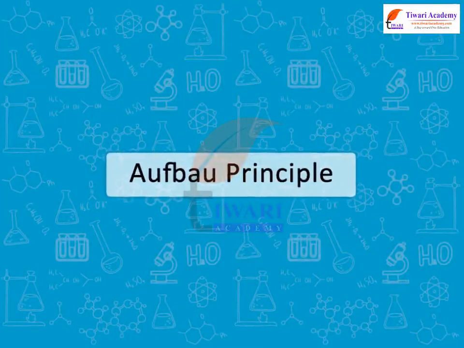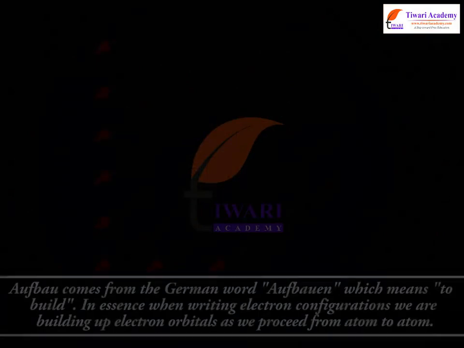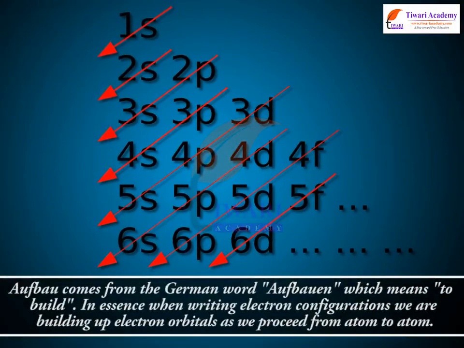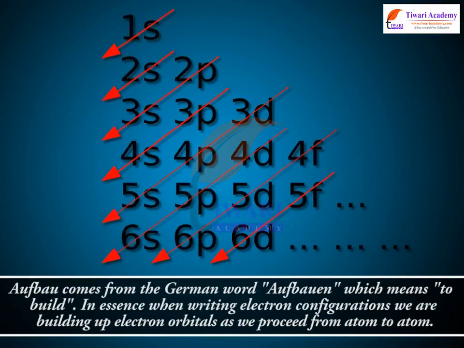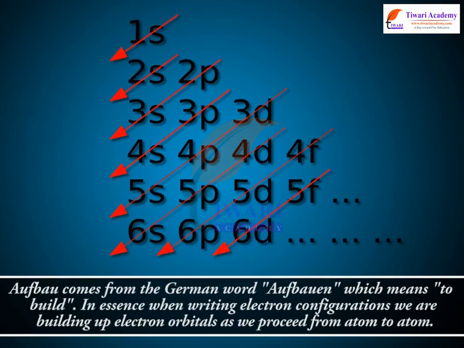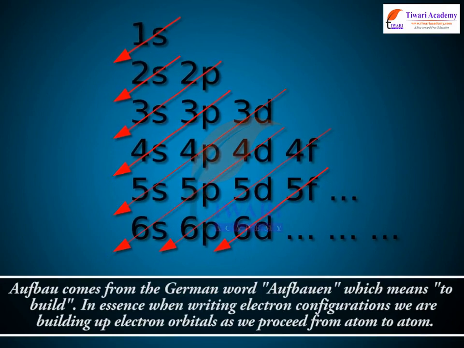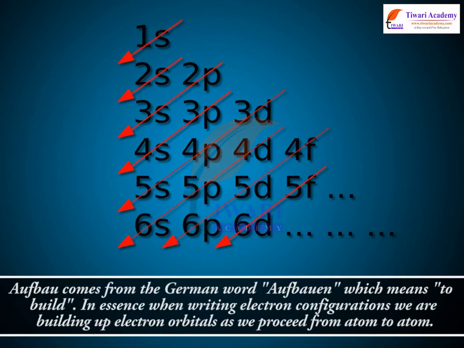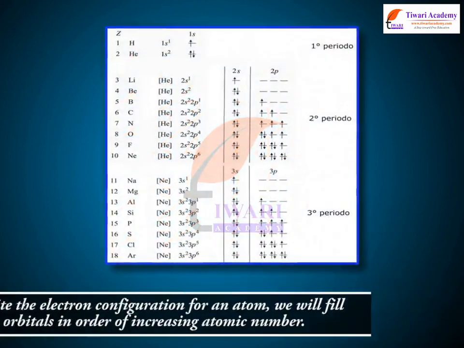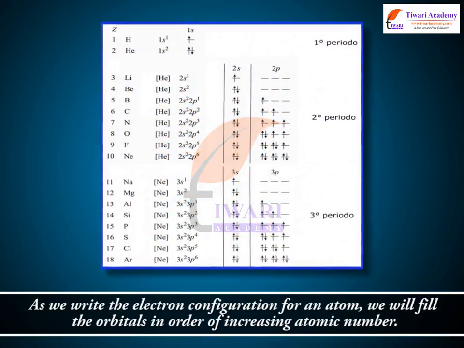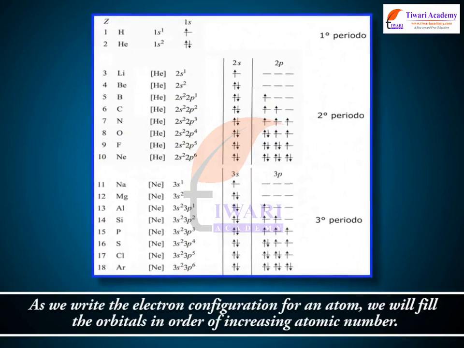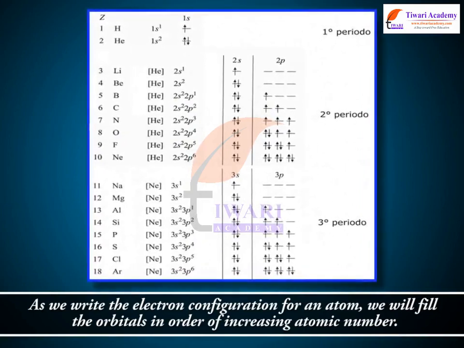Aufbau principle. Aufbau comes from the German word aufbauen, which means to build. In essence, when writing electron configurations, we are building up electron orbitals as we proceed from atom to atom. As we write the electron configuration for an atom, we will fill the orbitals in order of increasing atomic number.